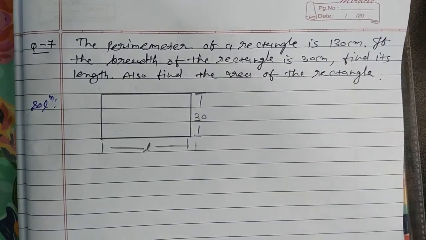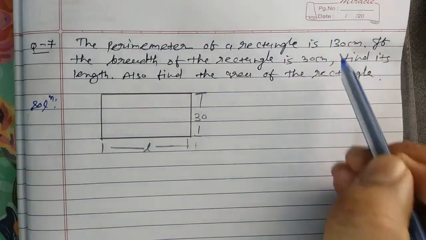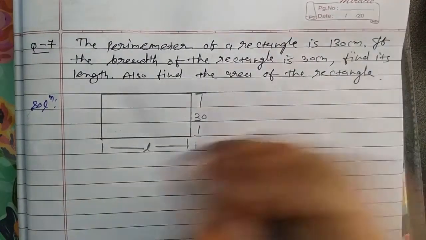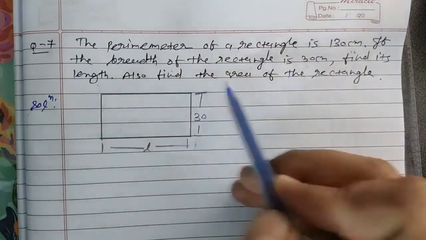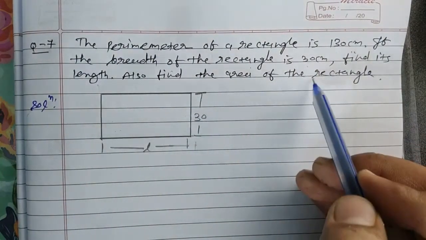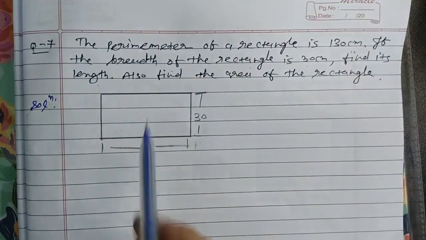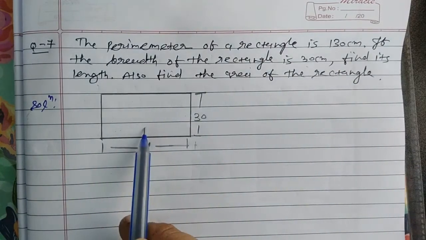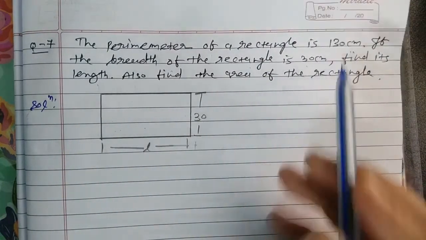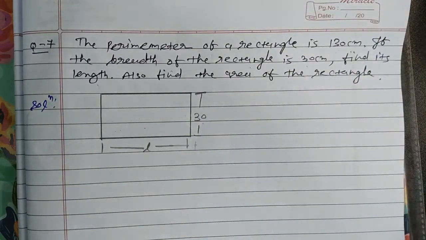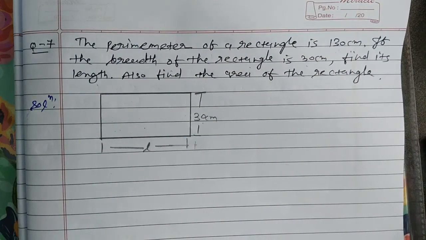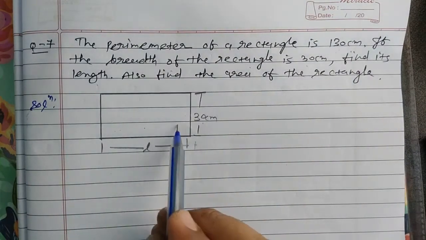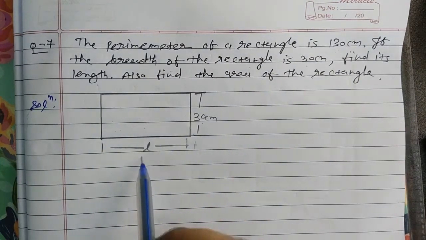Question number 7. The perimeter of a rectangle is 130 centimeter. If the breadth of the rectangle is 30 centimeter, find its length. Also find the area of the rectangle. Perimeter of the rectangle is given, that is 130 centimeter, and its breadth is given, that is 30 centimeter. And from this information we have to find length.